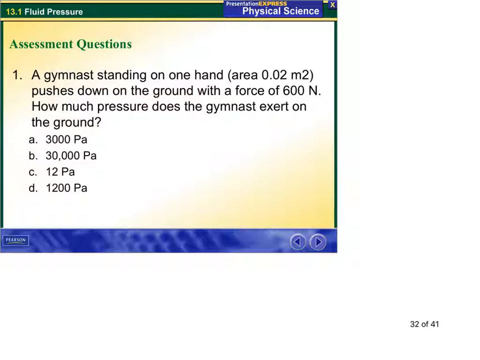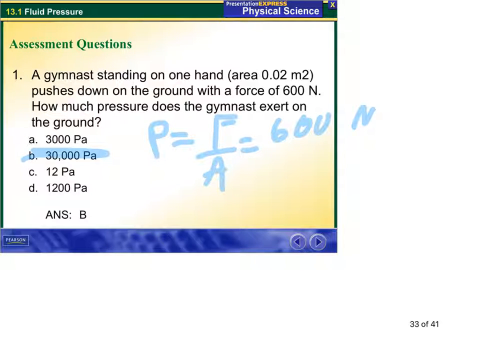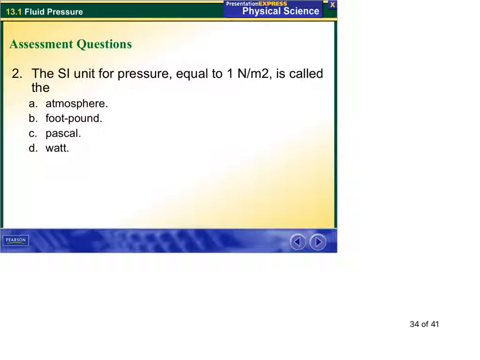A gymnast is standing on one hand, area 0.02 square meters, and pushes down on the ground with a force of 600 newtons. How much pressure does this exert? The answer ends up being B. Pressure equals force divided by area. Our force was 600 newtons. Our area was 0.02 square meters. We'll divide in there and we get 30,000. The SI unit of pressure equal to 1 newton per square meter is called a pascal.